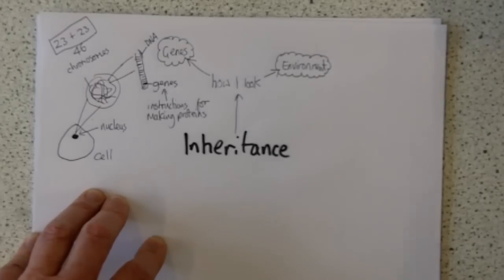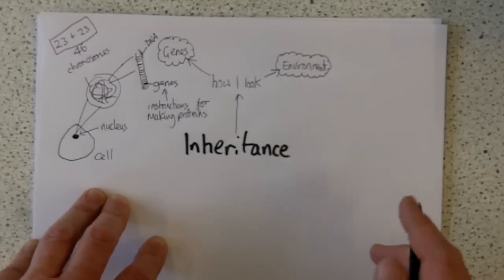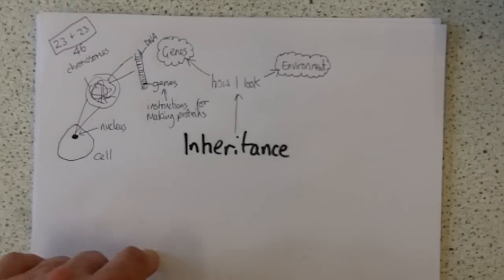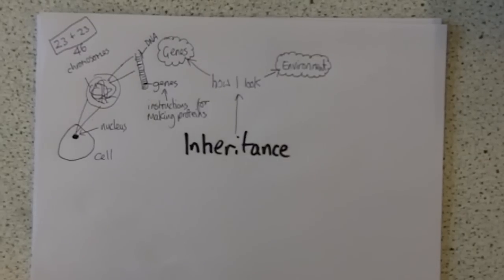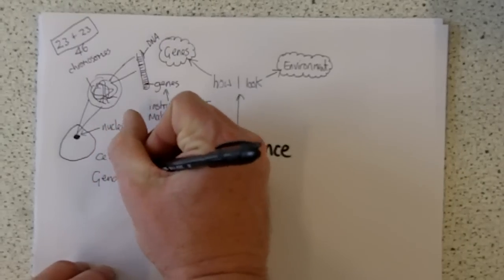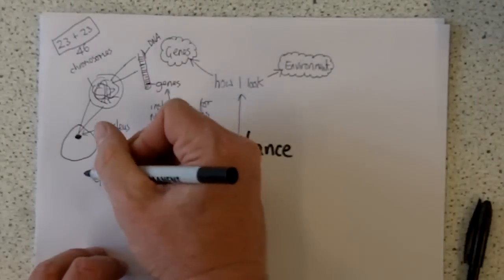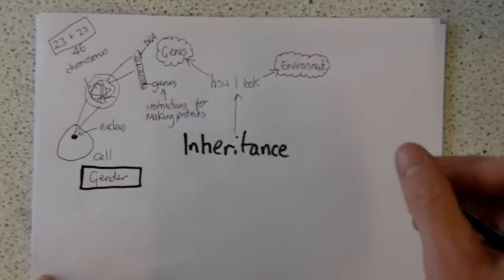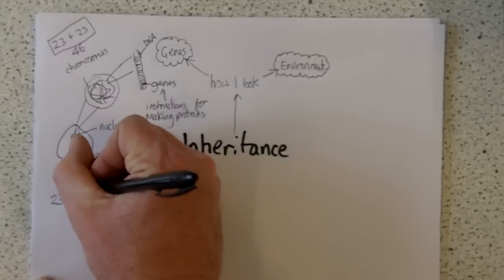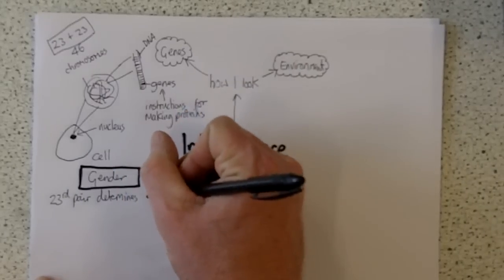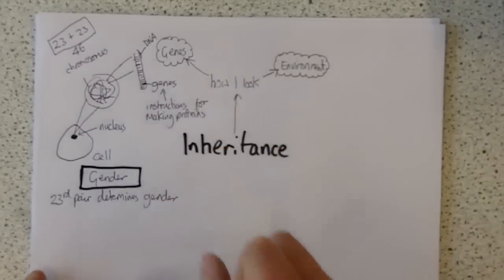Okay, so 46 chromosomes in 23 pairs. The 23rd pair are known as the sex chromosomes, and they determine what gender the offspring will be. So we're going to have a look carefully now at how gender is determined. So remember, the 23rd pair determines gender. Whether you're going to be male or whether you're going to be female.